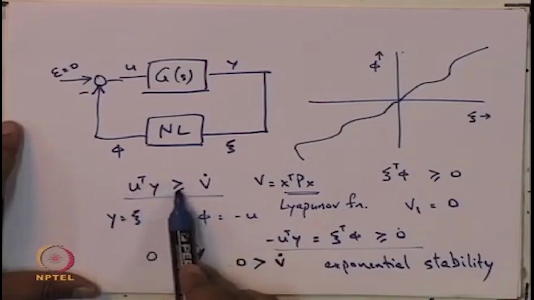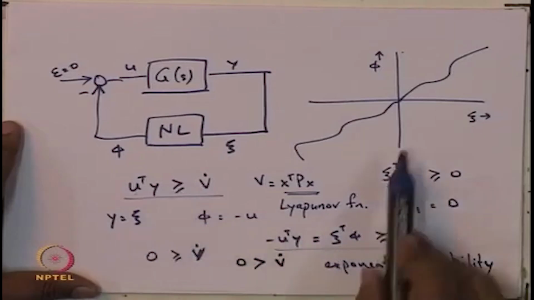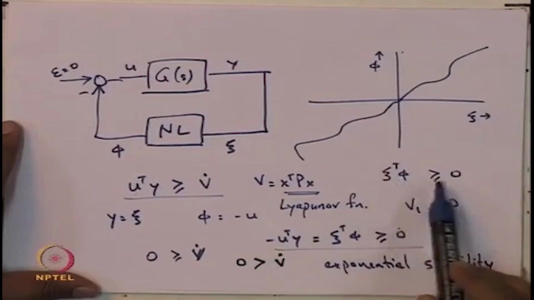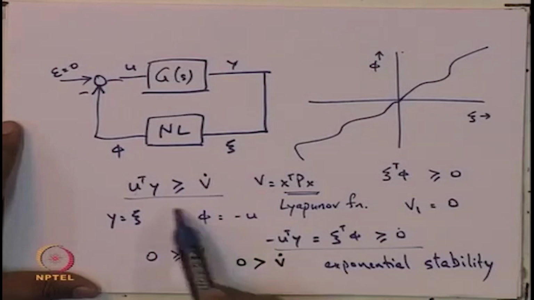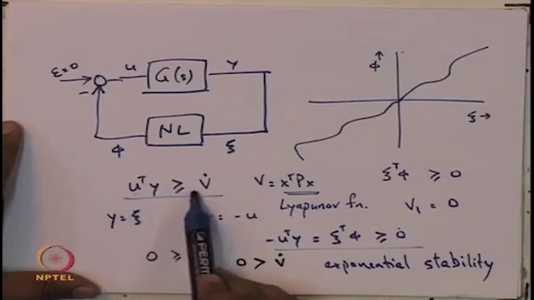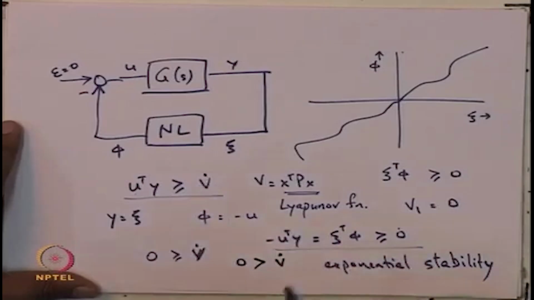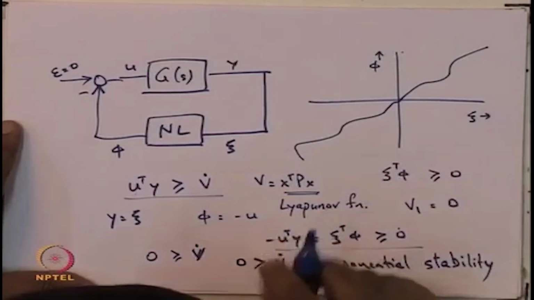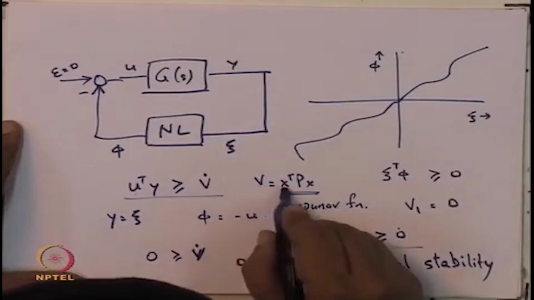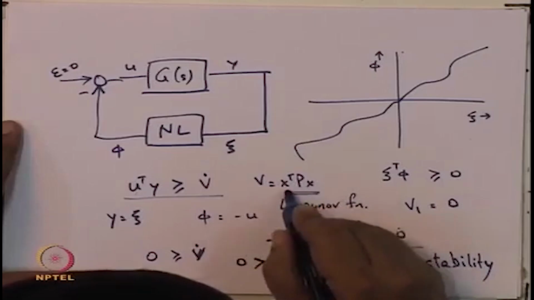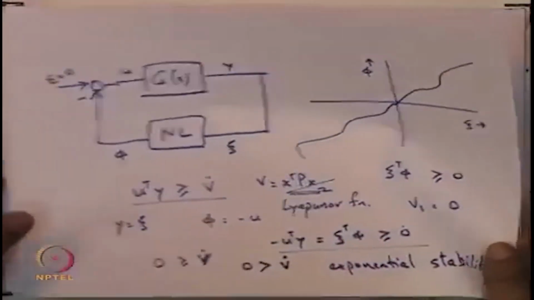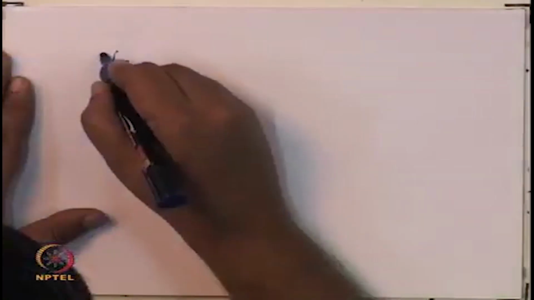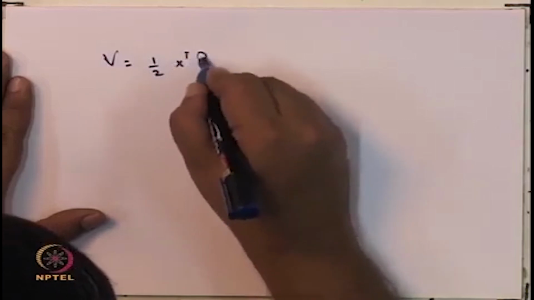That means, if you take u transpose y greater than or equal to V dot, and you already know that for a nonlinearity like this, psi transpose phi is greater than or equal to 0, then when you sum both of these, you get 0 is greater than or equal to V dot. So, all you have to show is that u transpose y is greater than or equal to V dot. One small adjustment of a constant I have to do: I should not be taking V as x transpose P x, but as x transpose P x by 2, half. So, now we are taking V to be a half x transpose P x.